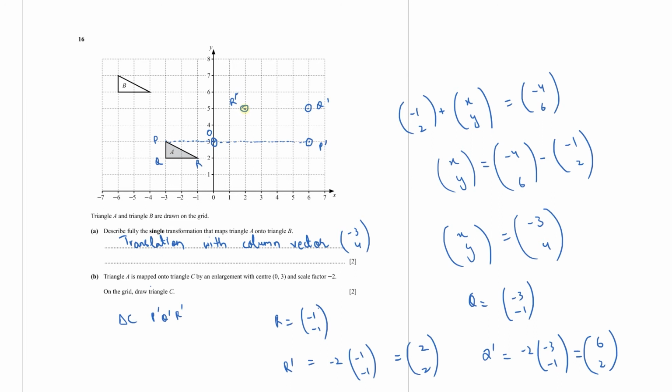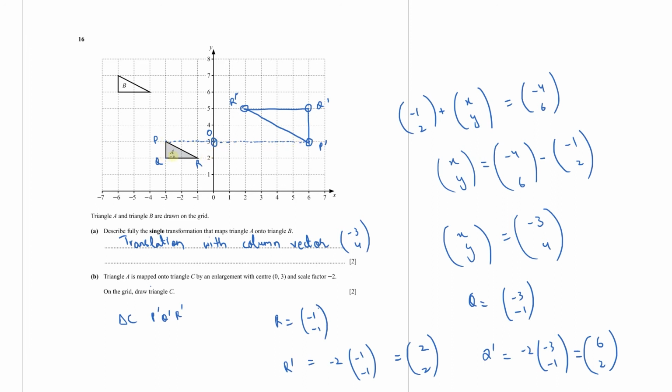So this will be your triangle C after enlargement, with vertices (6, 3), (6, 5), and (2, 5). You can either use this method where you join your point with the center and double the distance.